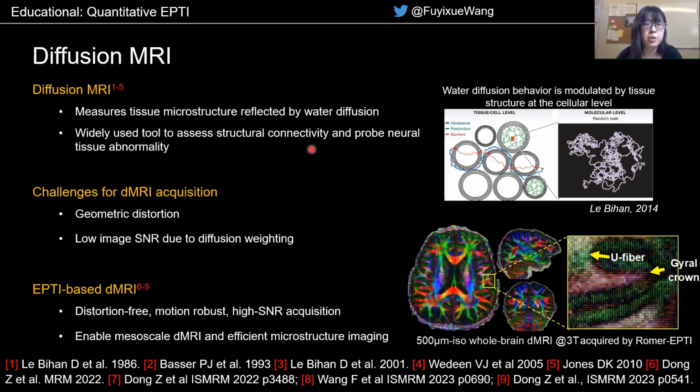Diffusion MRI is a widely used tool to study tissue structure and connectivity. However, there are a few challenges for diffusion MRI acquisition, including the geometric distortion due to the EPI readout, and also the low image SNR due to the use of the diffusion gradient. And using EPTI, we can achieve distortion-free, motion-robust acquisition with significant SNR efficiency gain to enable high spatial resolution diffusion MRI at a mesoscale level, and also efficient microstructure imaging.